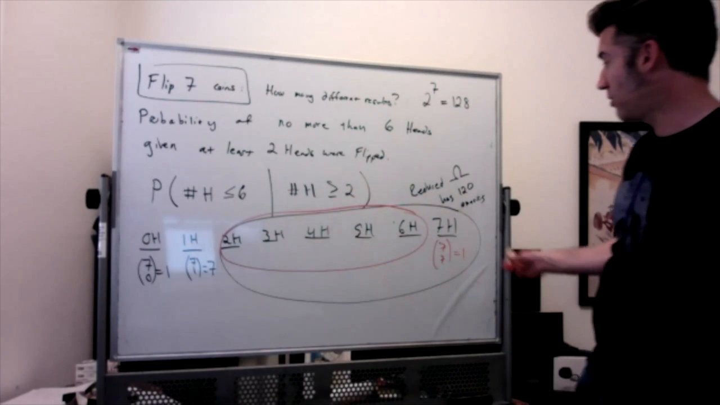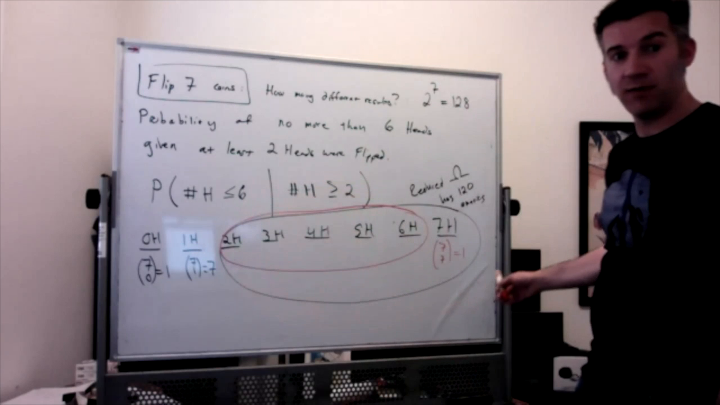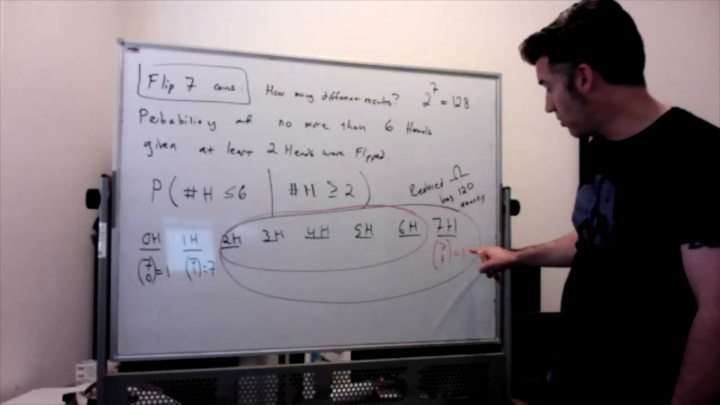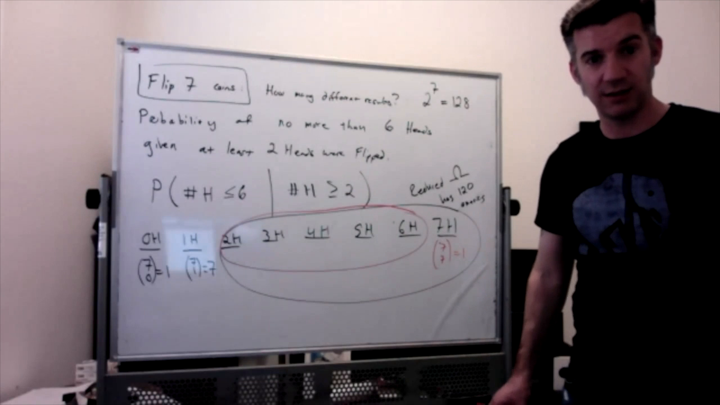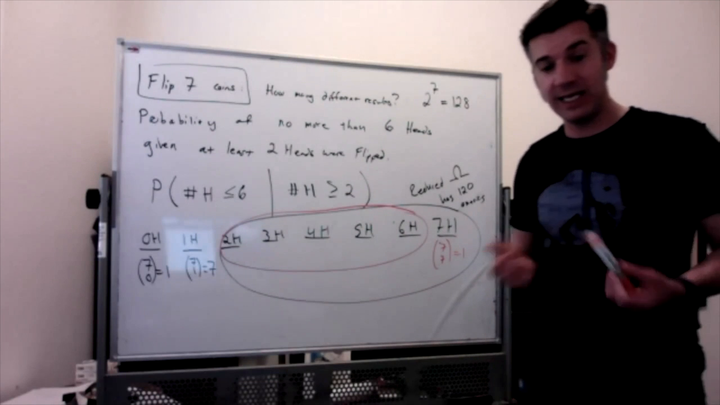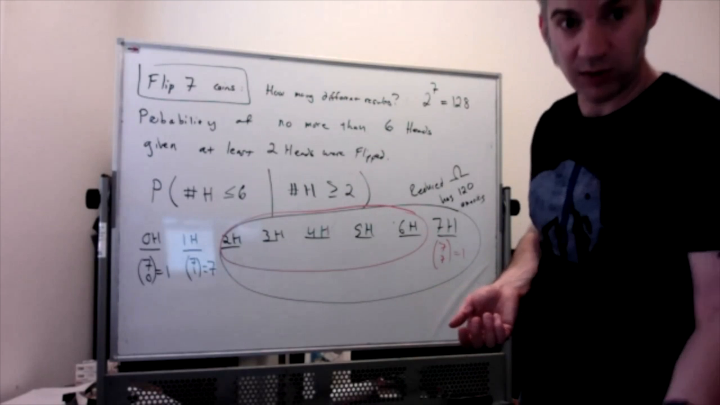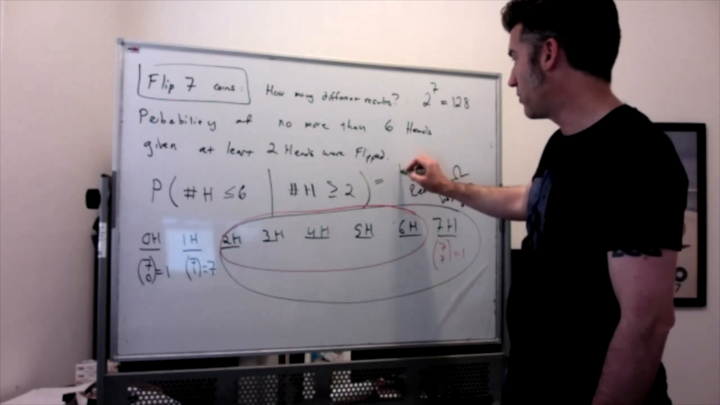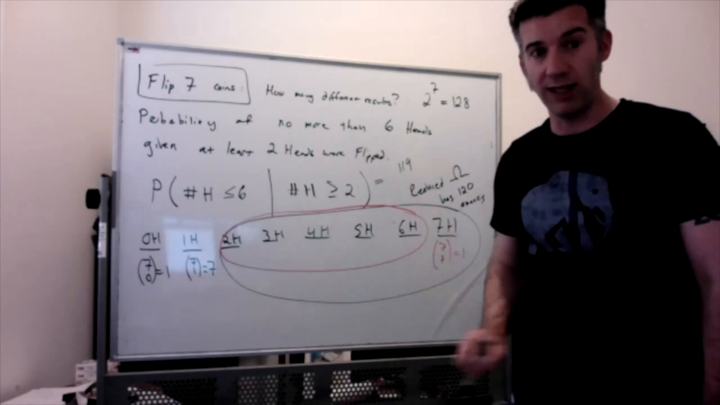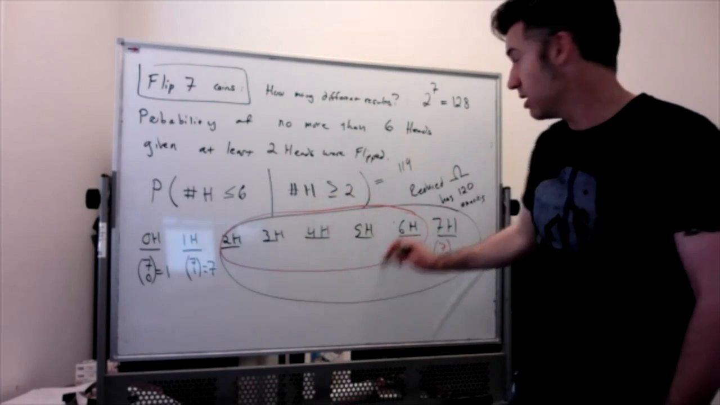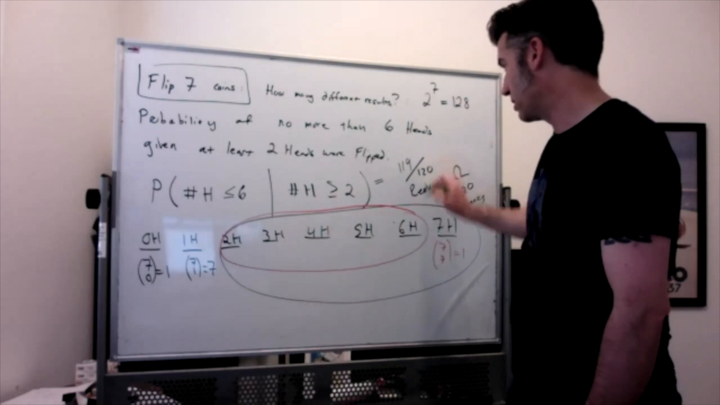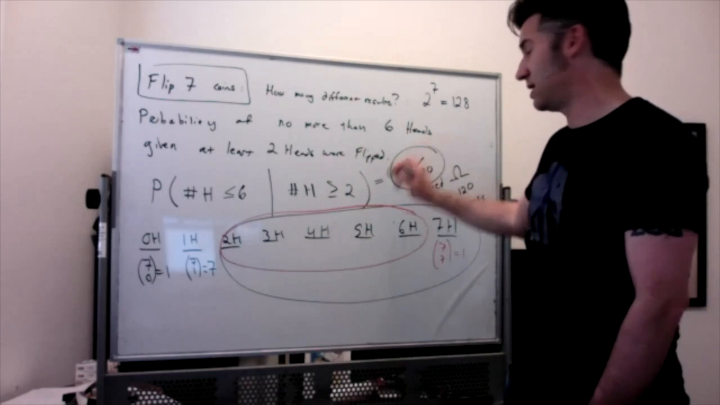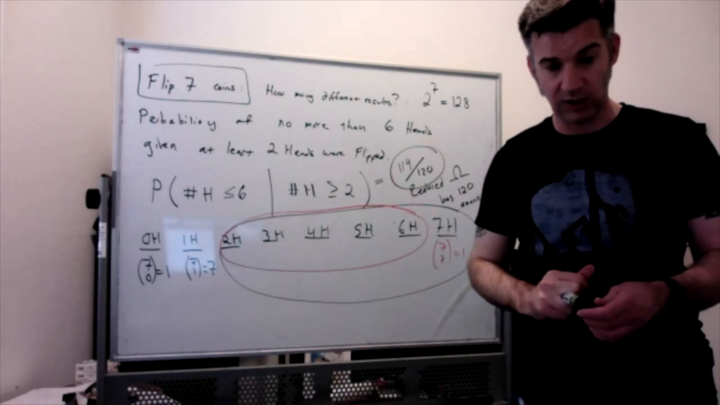So out of these 120 ways of flipping 7 coins and getting at least 2 heads, only one of them has more than 6 heads. So the other 119 of them have less than or equal to 6 heads. So the probability of this is going to equal 119 ways of getting what we want in our reduced sample space divided by 120 ways of things in your reduced sample space. So 119 out of 120 would be the answer to this question.